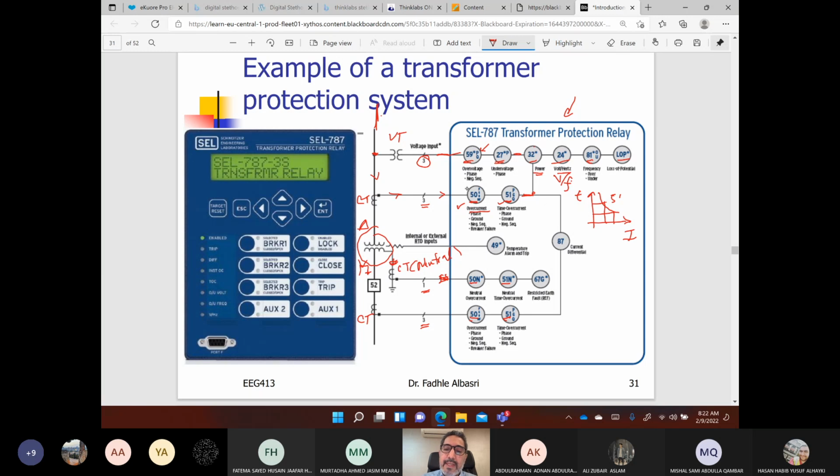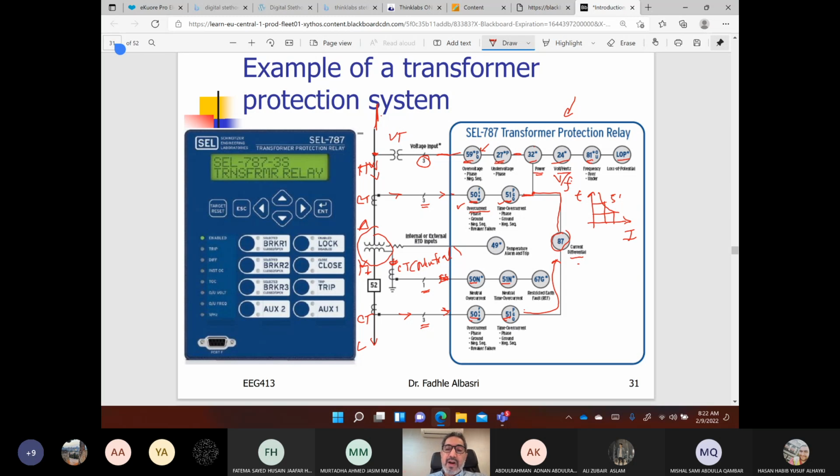But also we see this function, we call it current differential, where it takes the current from the delta side or the HV side, if this is the HV side and this is the LV side, for example. So it takes the current from each phase of the HV side and compares it with the currents from each phase of the LV side. Based on this, it decides: is there a fault inside the transformer or not? So this is called current differential, based on current difference, okay?